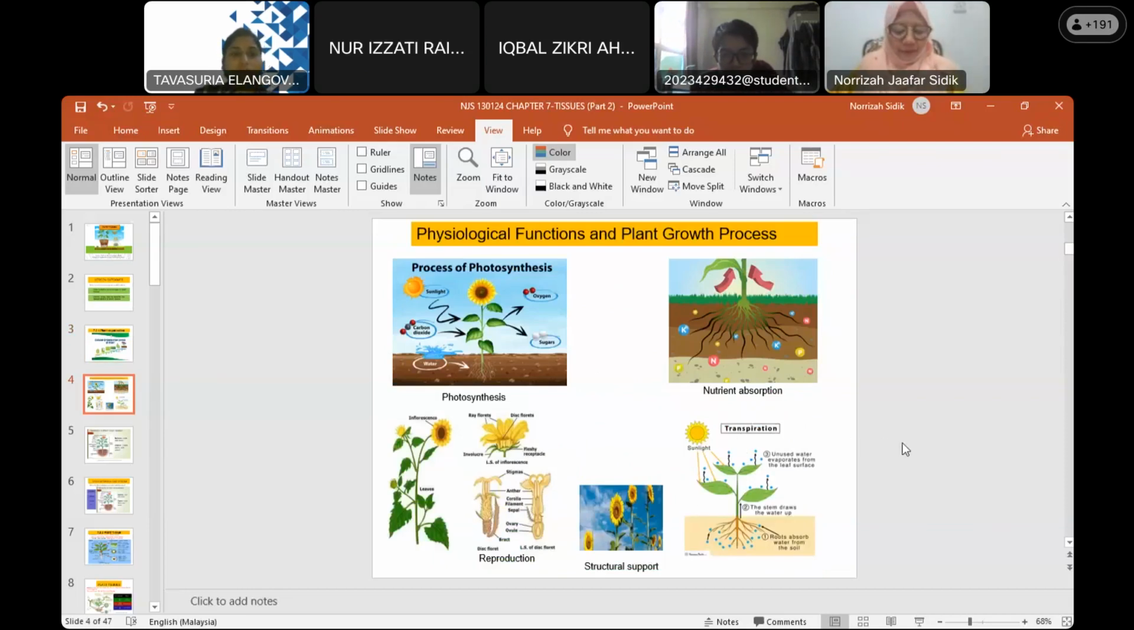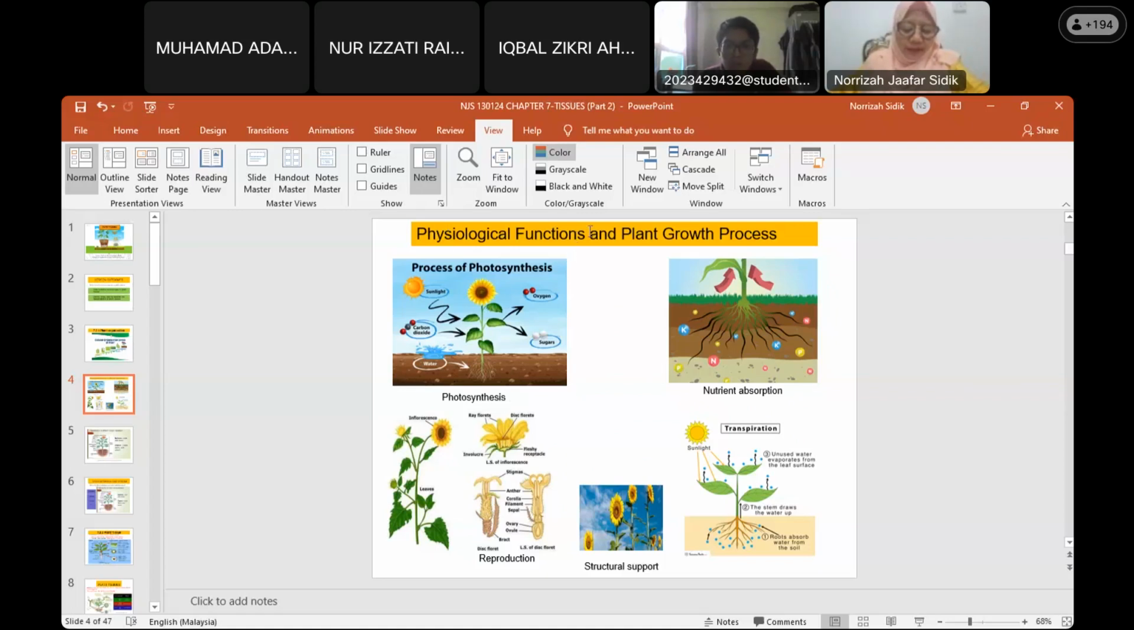Okay, right. So the plants have complex organizations. Because of this, it allows them to carry out essential physiological functions and also essential plant growth processes, such as the process of photosynthesis, nutrient absorption, reproduction, transpiration, and also other essential functions. An example given here is the structural support.